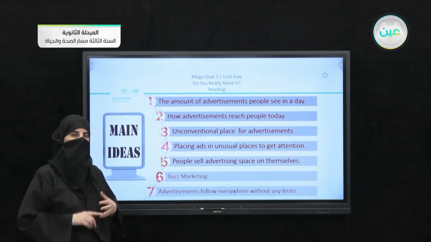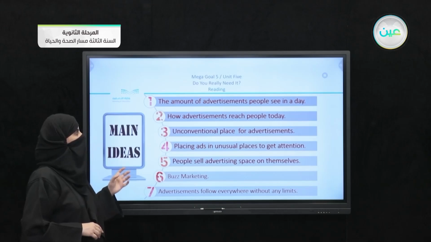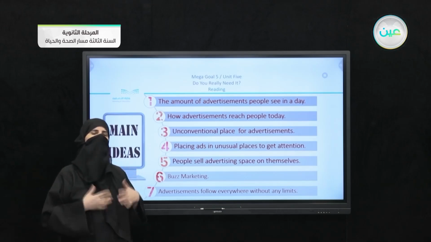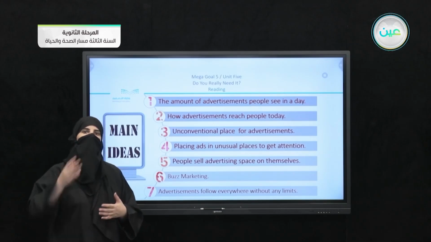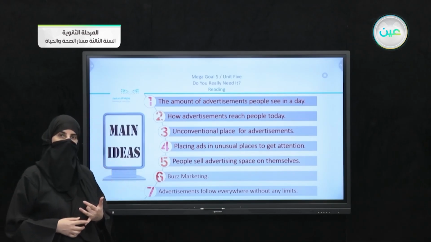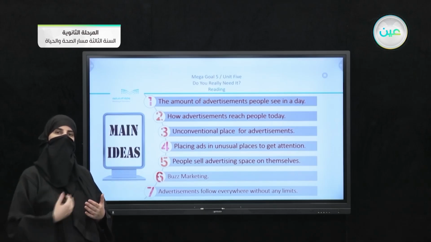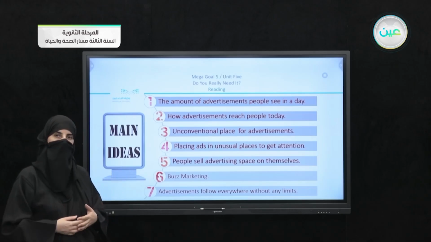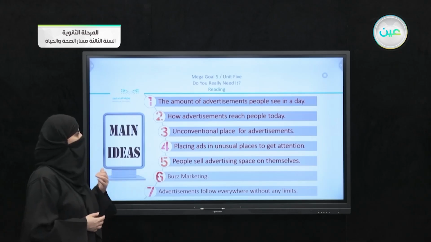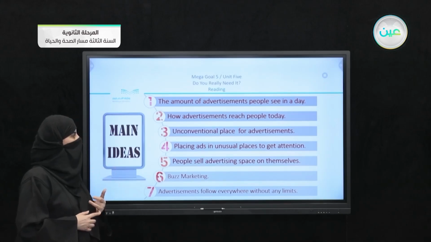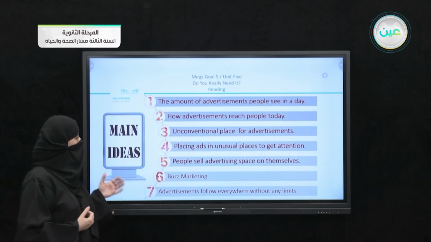You can see from the very start the amount of advertisements people see in a day, just to imagine or think about what they are seeing around them. After that, we move to the idea about how advertisements reach people today. Now we connected the past, the present, and the future. We also have something about unconventional places for advertisement, placing ads in unusual places to get attention. People sell advertising space on themselves, and we have buzz marketing.